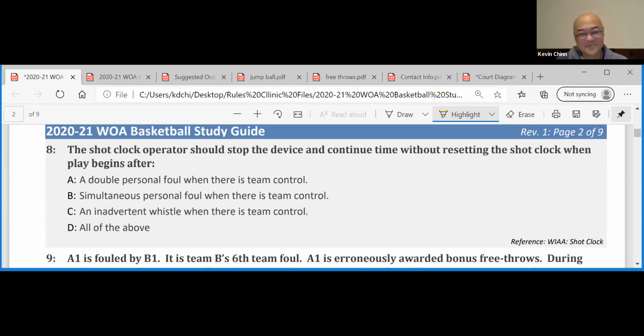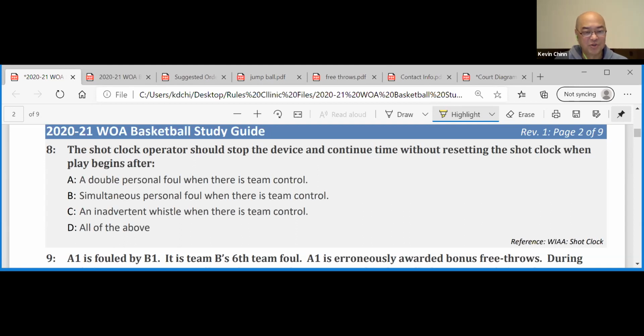There was a lot right in there. Not everything. Wait, which one was that again? So let's start here. The correct answer, number 1, is D. It's all the above. That's in your mechanics manual in Article 7E.